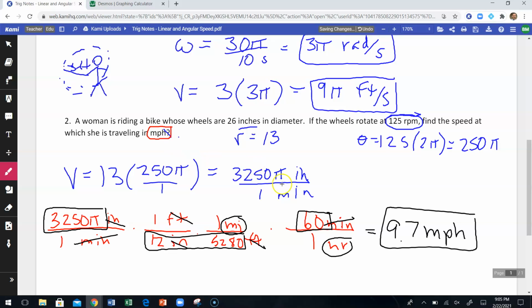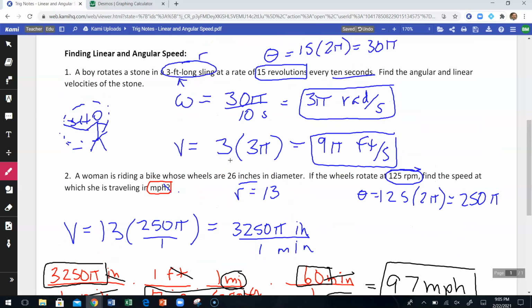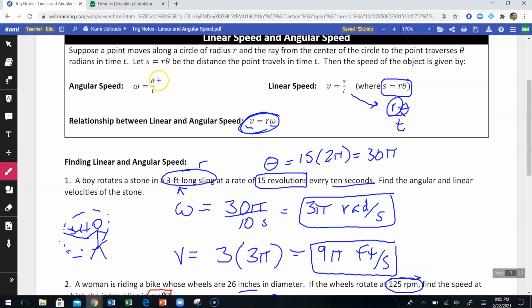Okay, so make sure you know how to do those conversions. You may need to do that. The formulas that you're actually using for these velocities are pretty simple. It's just angle divided by time, or essentially arc length divided by time to find those.